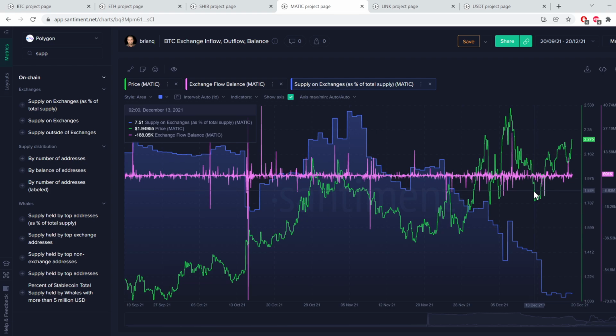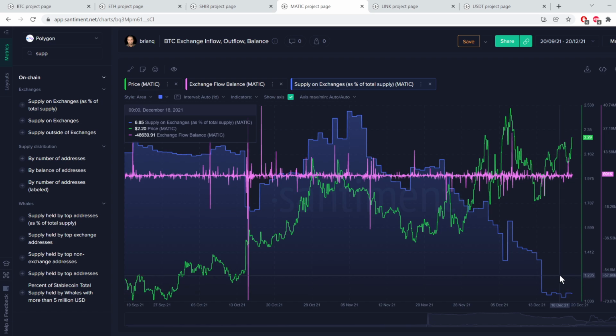So that's very interesting to see. Also notice this very small inflow spike actually correlated with a local bottom, and things have been moving up ever since. As long as the supply on exchanges stays low, I wouldn't be too worried about the fact that this was an inflow spike and not an outflow spike. An outflow spike would be better, like we saw here, that correlated with the big rise that happened right after. But all things considered, MATIC is looking pretty safe on the exchange side of things, considering how low it's been.